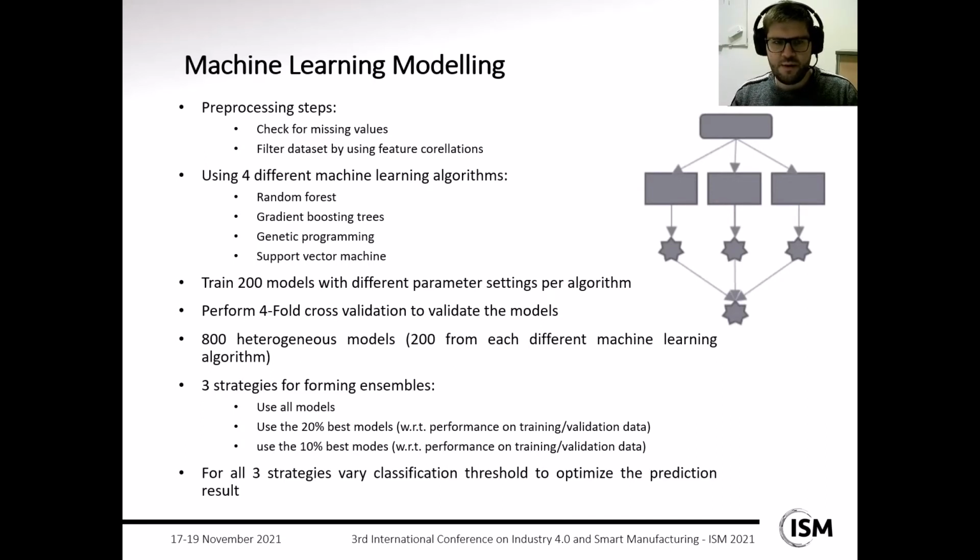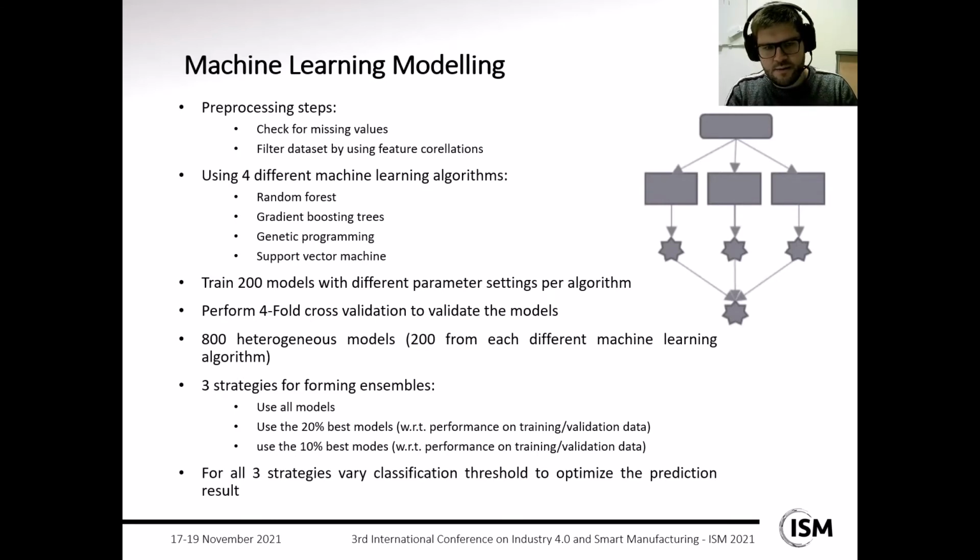Then we used 4 different machine learning algorithms: random forest, gradient boosting trees, genetic programming, and support vector machines. For each algorithm, we trained 200 models with different parameter settings, which results in 800 heterogeneous models, 200 from each machine learning algorithm. To evaluate them individually and also to evaluate the model ensembles, we use 4-fold cross-validation.